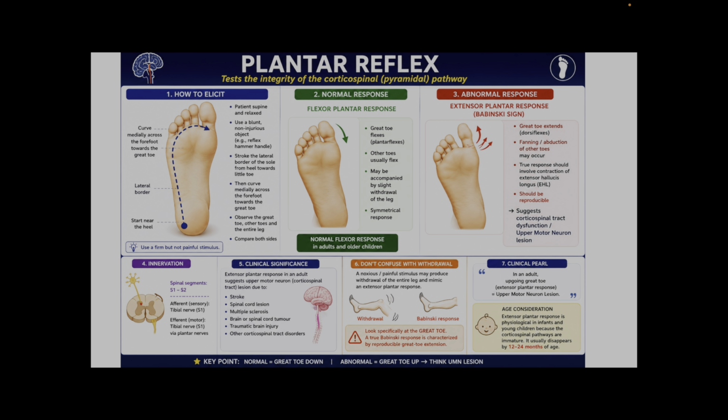The stimulus should be firm enough to produce a response, but it should not be excessively painful. How should the stimulus be? It should be firm enough. Should it be painful? No, it should not be excessively painful.